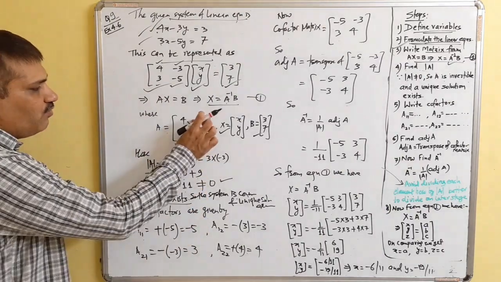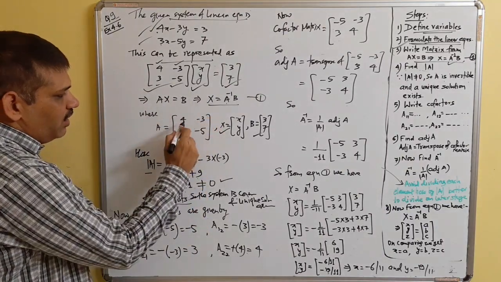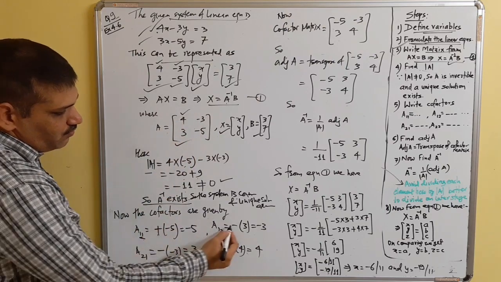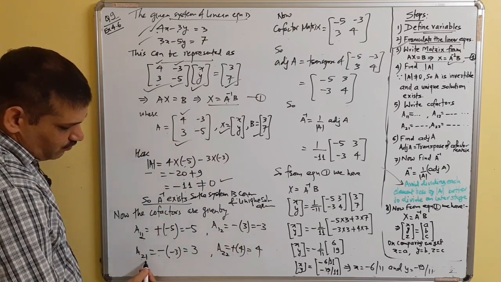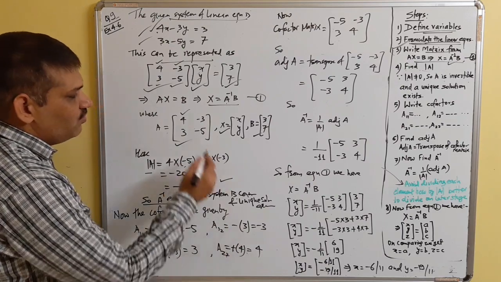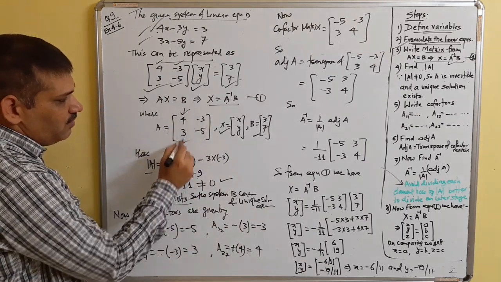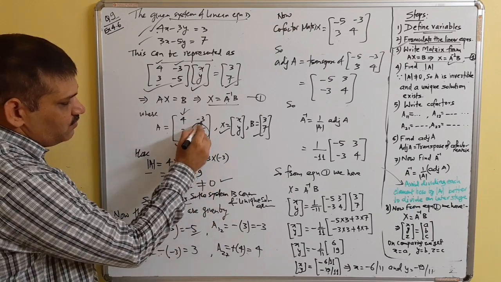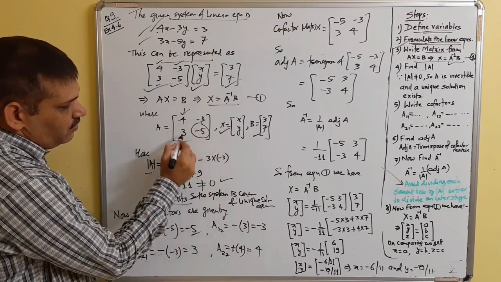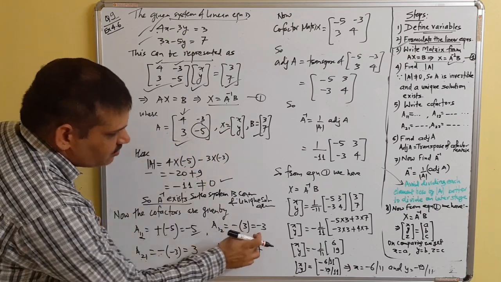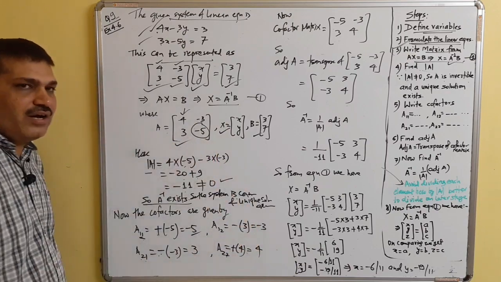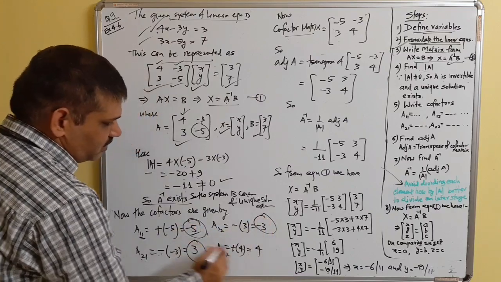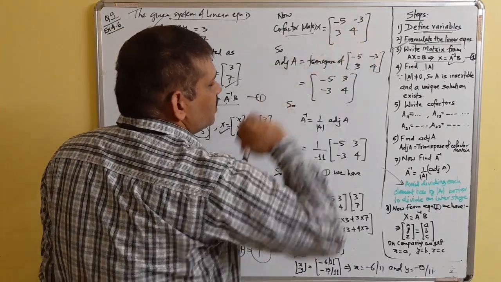When I find the cofactor of this element, I write A11 position. 1 plus 1 is 2, so it is positive. For this, negative, for 2 1 negative, 2 2 positive. When I find the cofactor of this, I eliminate this row and column, so the answer is minus 5. For this one, eliminate the row and column, we get 3, but the sign will be negative, so minus 3. Likewise, we find all the cofactors. The cofactor matrix is minus 5, minus 3, 3, 4.